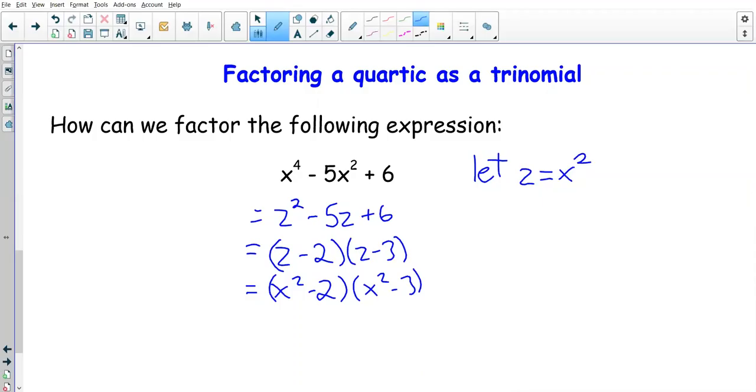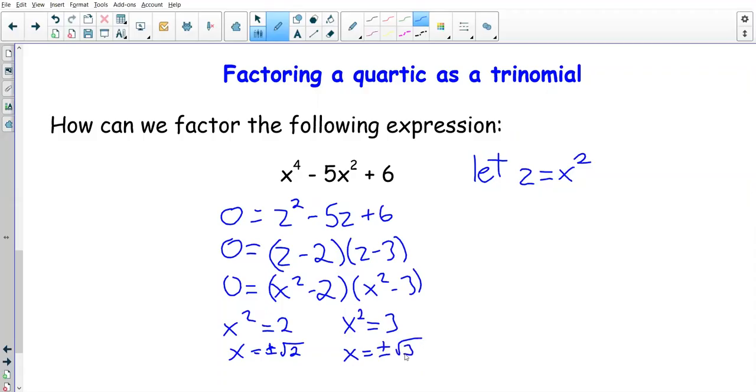Let's say I was looking for the roots. I'd get x squared is equal to 2, so x is equal to plus or minus root 2. And then I could do the same thing with the other one. So if x squared minus 3 is equal to 0, I'd get x squared is equal to 3. So x is equal to plus or minus root 3.